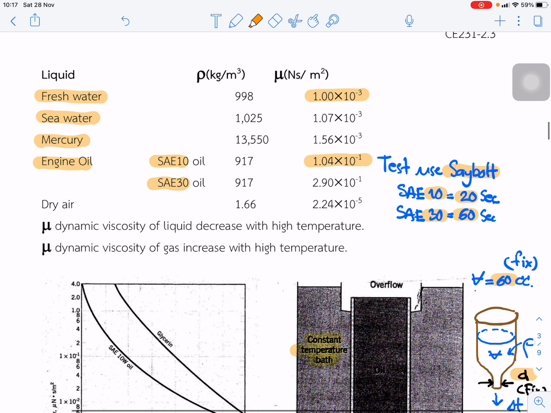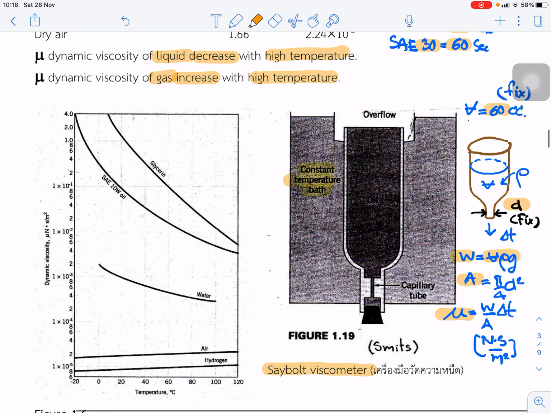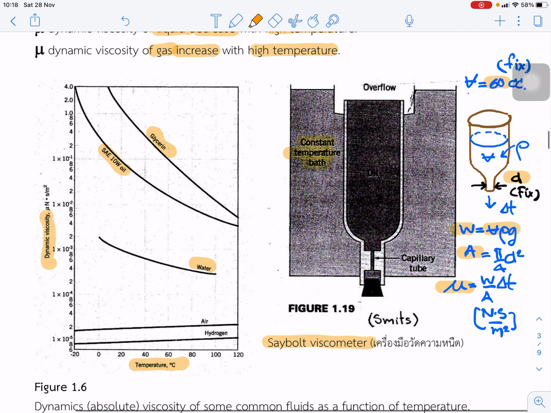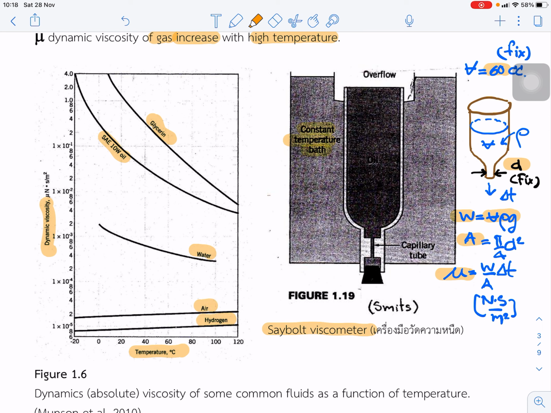The other property of liquid and gas: the difference between liquid and gas. The viscosity of liquid decreases with high temperature, but for gas it increases with high temperature. That is shown in this figure: for liquids, gasoline, oil, and water, once the temperature increases, the viscosity decreases. But for air and hydrogen, once the temperature increases, the viscosity increases a little bit. Okay, that is the difference between liquid and gas in terms of viscosity.